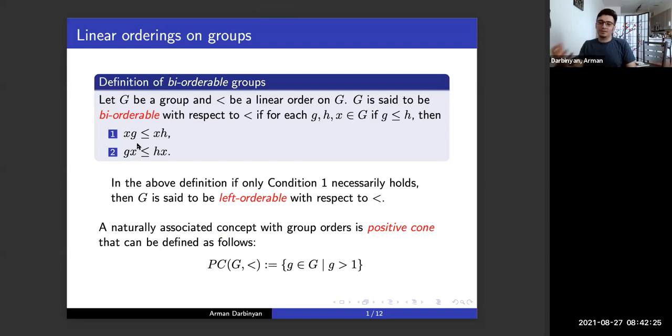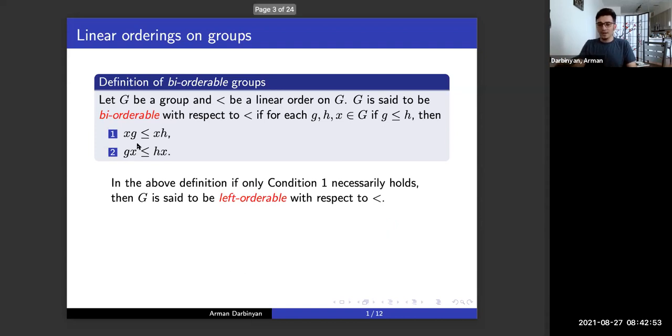So one of the key concepts connected with these groups is the positive cone. The positive cone is simply the set of all elements of the group that are strictly larger than the unit element. With the positive cone, of course, there is this dual set, the negative cone, which is the set of inverses of positive elements.